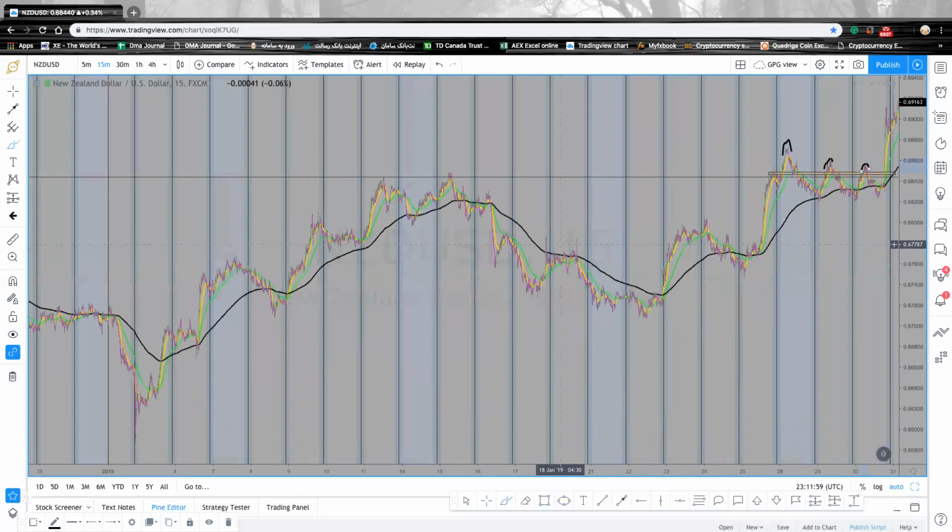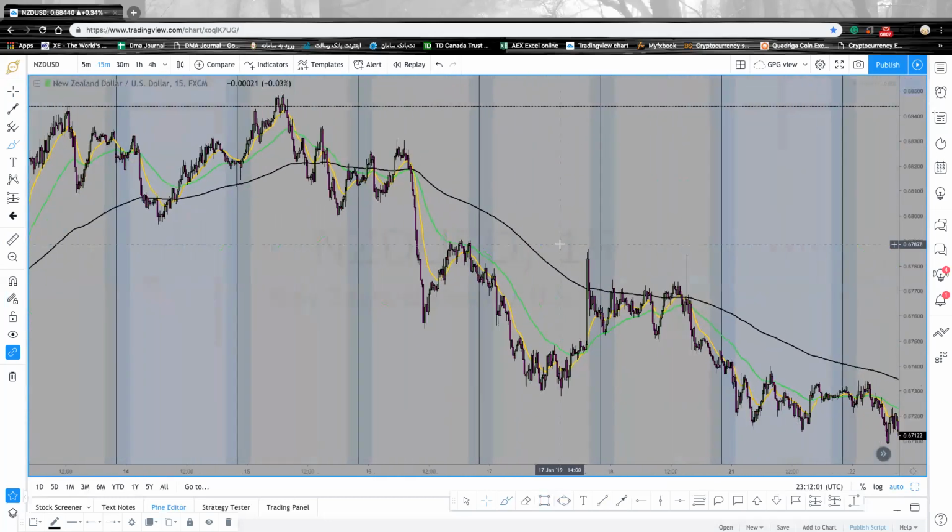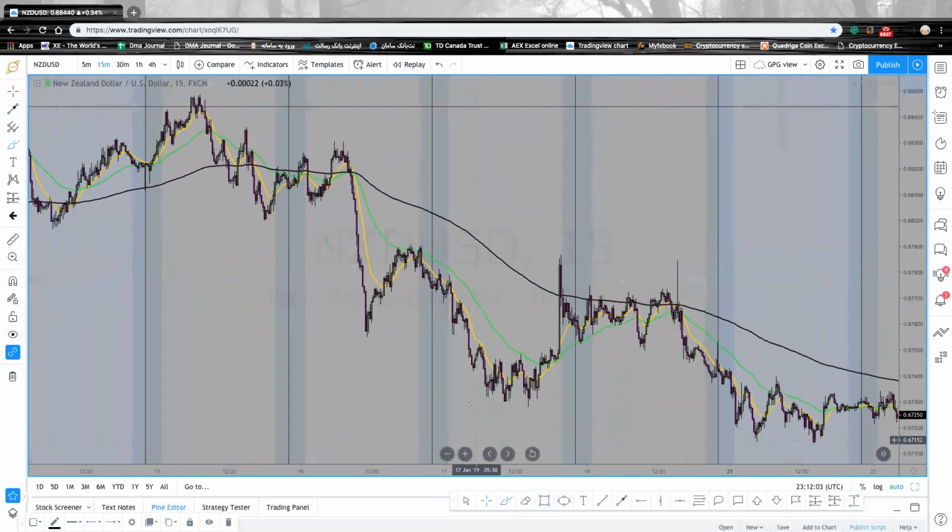Let's see another one. There you go. So, W formation right here. Broke through, came back, closed below. Can't break it, can't break it. Stop on the high.